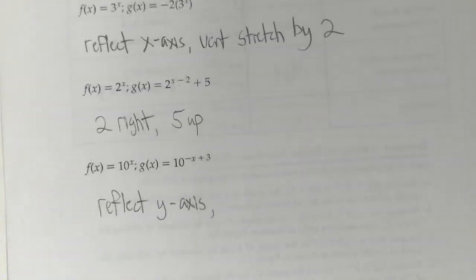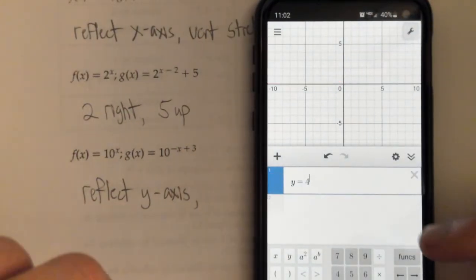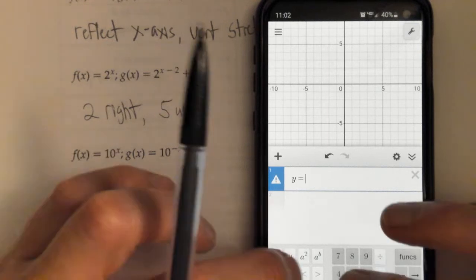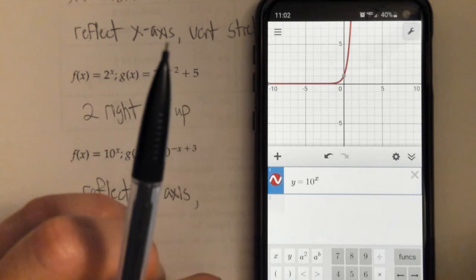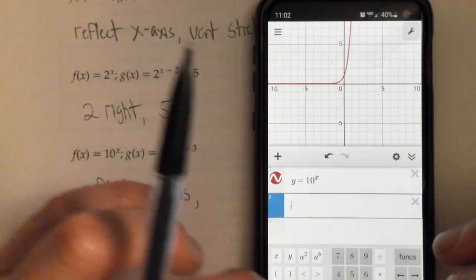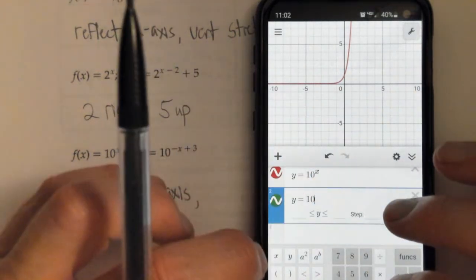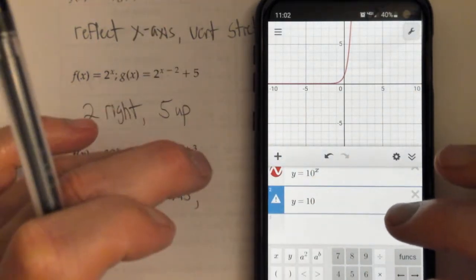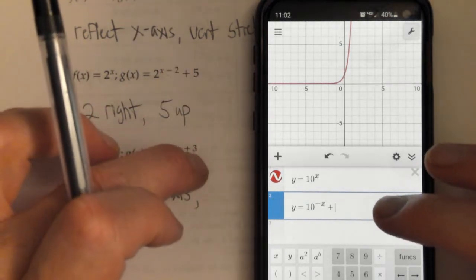However, that's not correct. And if we want to verify that that's not correct, let's graph it. All right, so I'm going to get rid of this one and change this now. So we want to get a new function. Let's go 10 to the x power, got it right there. And let's get the next one: y equals 10 raised up to the negative x plus 3.